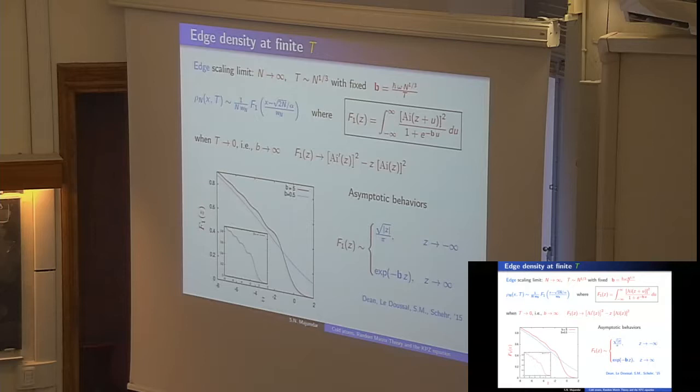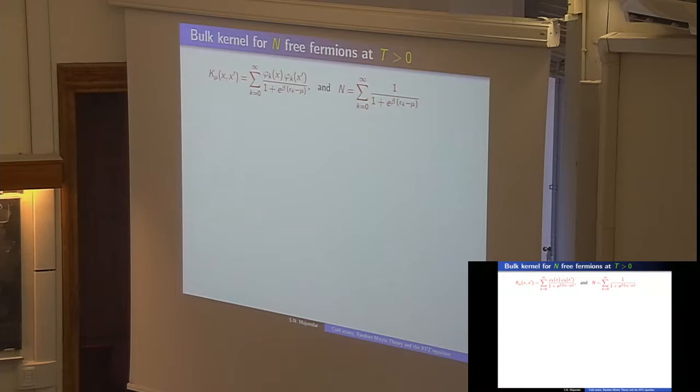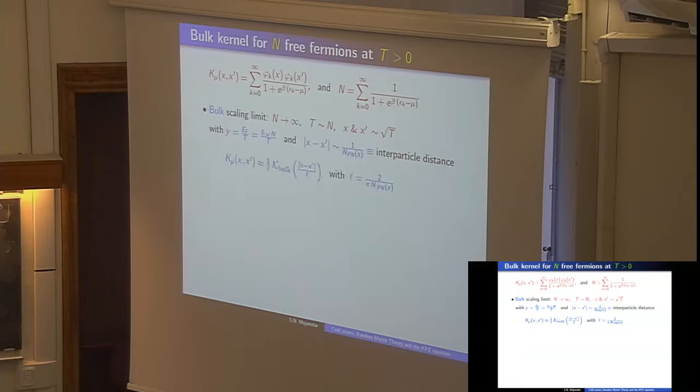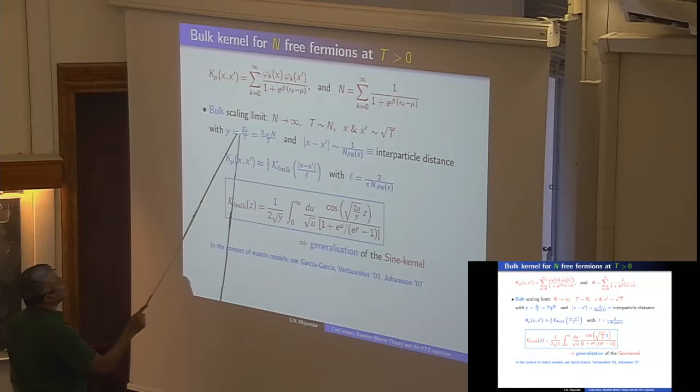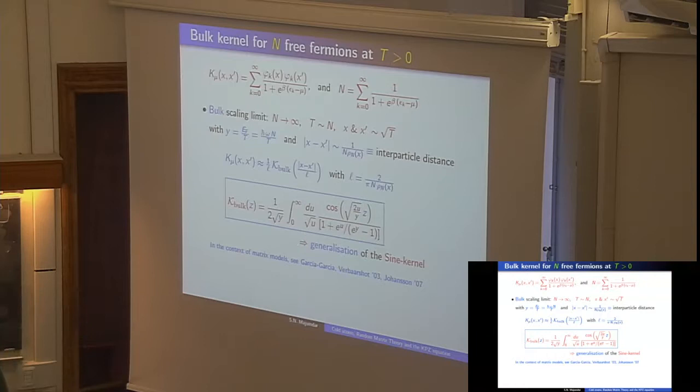You can ask the same thing about the kernel now. If I take these two points x and x prime, at zero temperature it was a sine kernel. Now I am asking what the form of the kernel is at finite temperature. Again, all the explicit formulas are there. I won't do it in detail, but you can write down the kernel explicitly. This scaling function is given by this. When y goes to infinity, that means the zero temperature limit, this just becomes sin z by z, the usual sine kernel. This is a generalization of the sine kernel, and again you can prove that this is universal and so on.